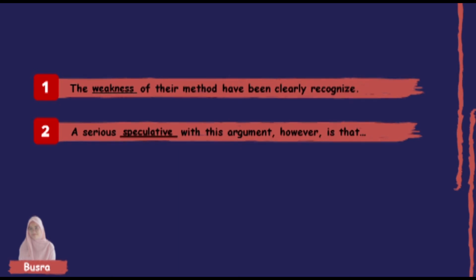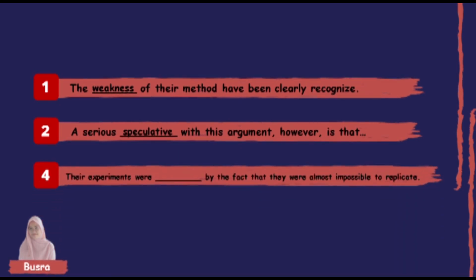The last, number 4. The experiments were blank by the fact that they were almost impossible to replicate. So complicated is an adjective that has the meaning consisting of many interconnecting parts or elements, intricate. Or in Bahasa it is rumit or sulit. So the meaning of this sentence is that the experiments they are conducting are complicated, based on the fact that they are nearly impossible to replicate.